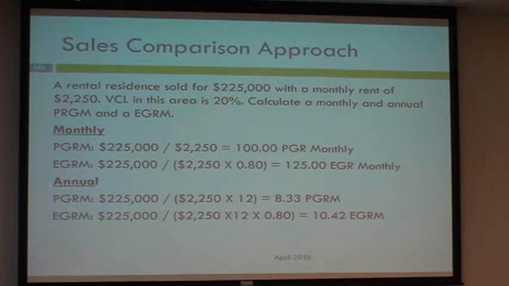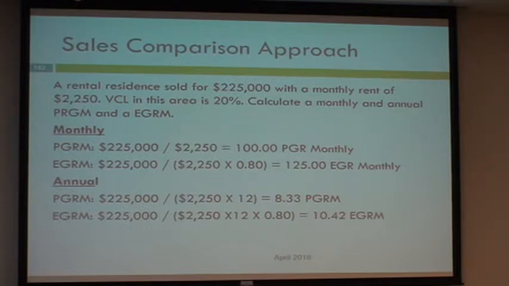Now the effective gross rent multiplier, we know that its monthly rent is 2250, but we know the vacancy collection is 80%, so we want to calculate the 80% before we do a multiplier. So we're going to multiply the 2250 times the 80%, or 20% off of it, multiply times minus 20 and 80% equals the same thing. 80% occupied, 20% vacancy collection loss, gives you a 125 multiplier. Annually, all we're going to do is multiply everything times 12.